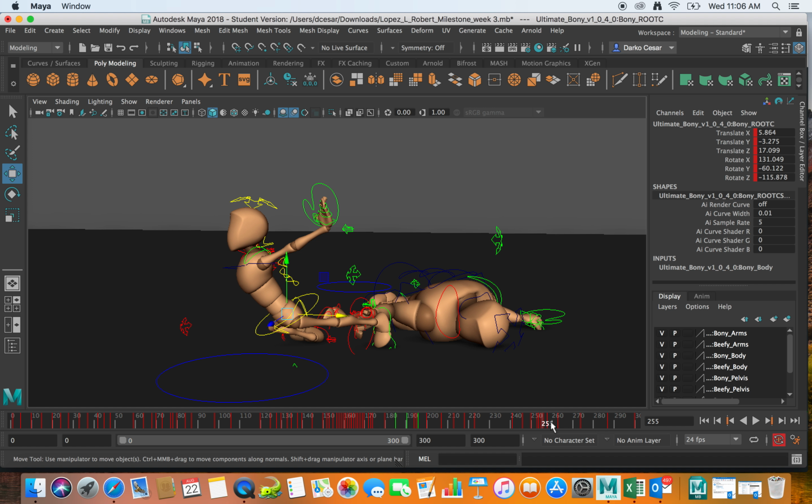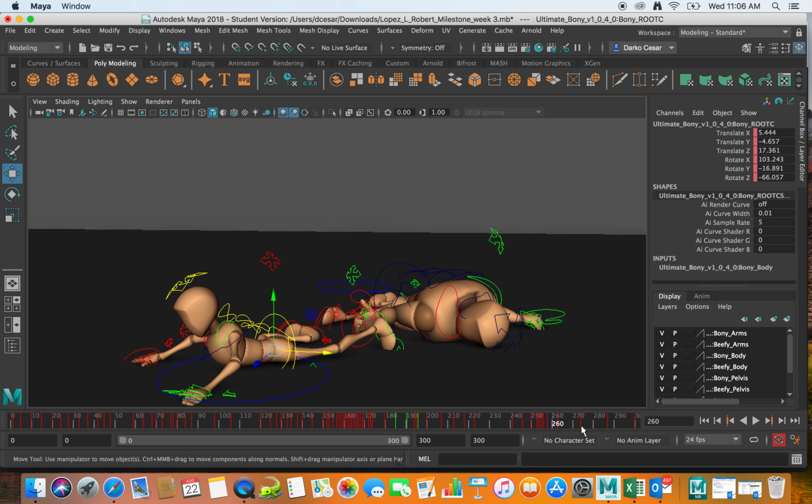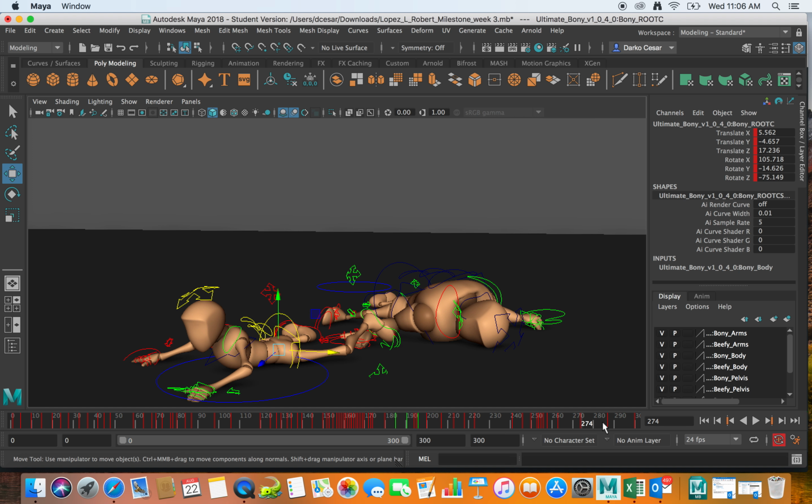So maybe something like that for the third camera. If you would go with the camera cuts. I really have a problem with mine. I don't know why. I'm sorry for that.